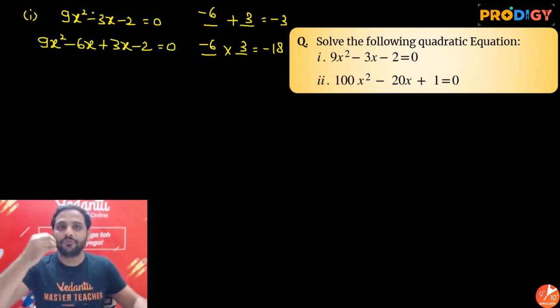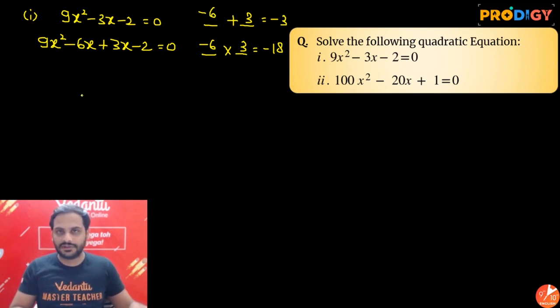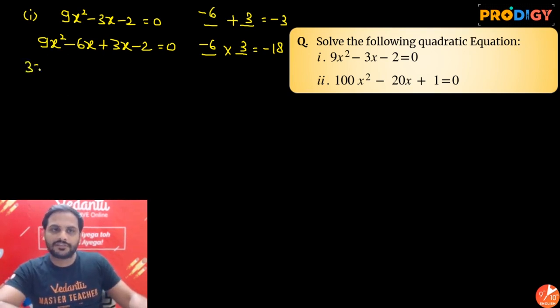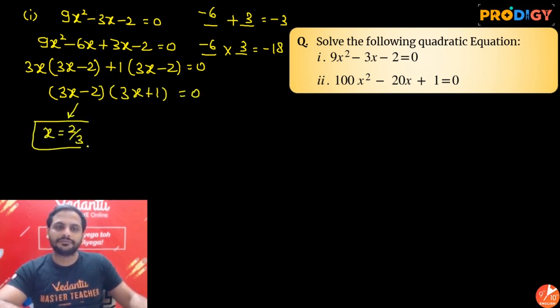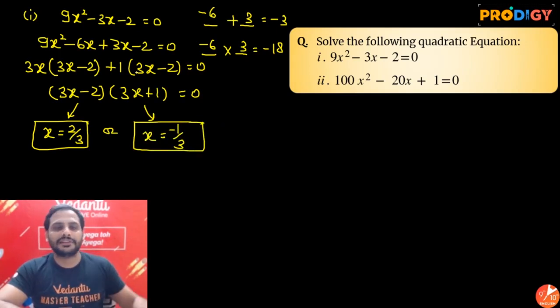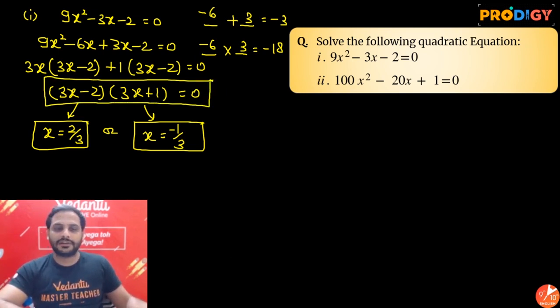Now see, I am not changing the equation. If you see, minus 6x plus 3x is nothing but minus 3x only. Now from these two, take 3x common, so you will be left with 3x minus 2. Here nothing is common, so take 1 common, 3x minus 2 equal to 0. So we are left with 3x minus 2 into 3x plus 1 equal to 0. So from here, x is equal to 2 by 3, or from here, x is equal to minus 1 by 3. So this is the factorization, and these will be called the roots.